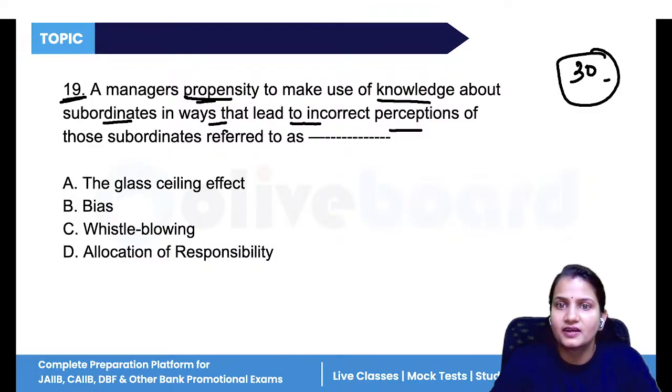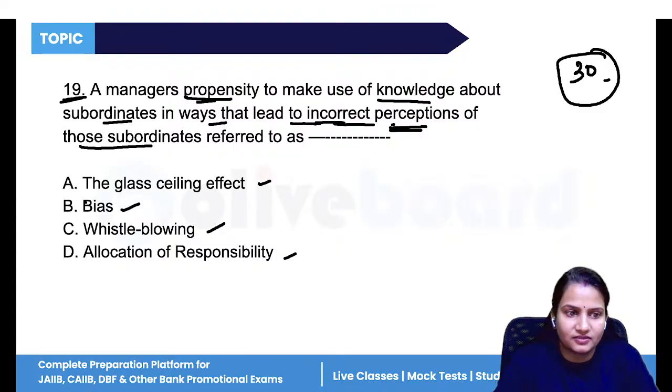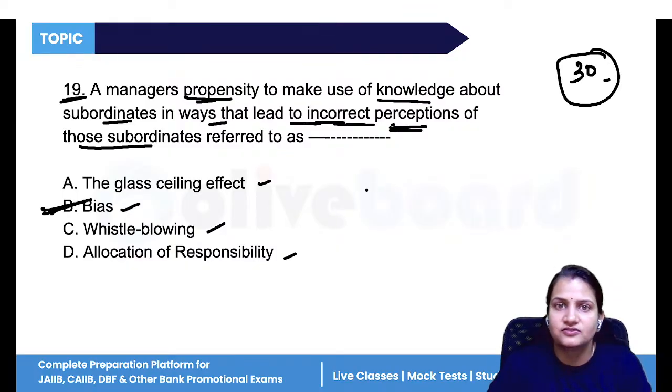So if a manager is forming poor perceptions of their employees, their subordinates, and creating a sense that the employees are not happy, some employees are happy with the behavior of managers, and some employees are not happy with the behavior of the manager. So what is that term known as, which leads to incorrect perception? Glass ceiling effect, bias, whistleblowing, or allocation of responsibility. That leads to incorrect perception of those subordinates. It is referred to as bias. Means you are biased over here.